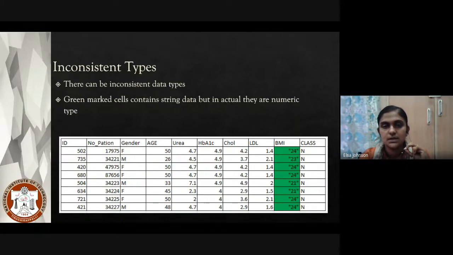Next one is inconsistent type. So there can be different inconsistent data types. The example I have shown is BMI. The data is coming in inverted commas. So BMI is usually a numeric data type. It's not a string. So this marked cell contains string data. So this string data should be changed to a numeric data type so that the particular information, that BMI information, can be drawn. Otherwise, it will remain as a string.